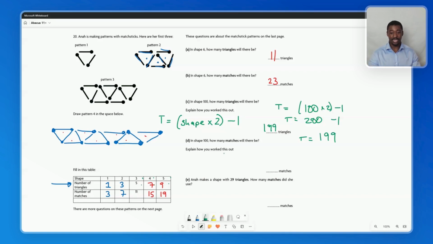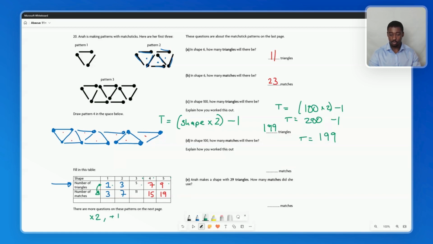Okay, part D, same thing now, but for matches, for shape 100. Well, here there are many ways we can work it out. We could try and work out a relationship between shape and matches, just how we did for shape and triangle. Or we can simply work out a relationship between triangle and matches, which may be easier because you've already done all the work to work out how many triangles there are going to be. And this shouldn't be too hard, because going from triangles to matches, it seems like all we're doing is timesing by 2 and then adding 1.